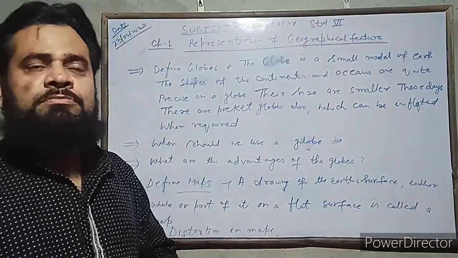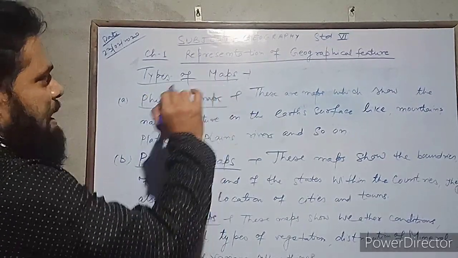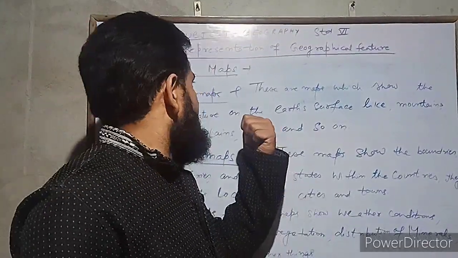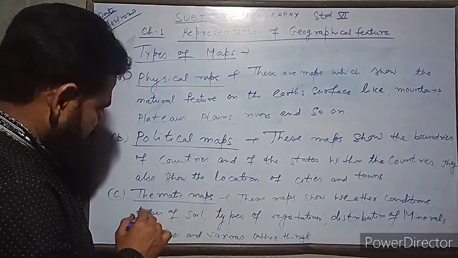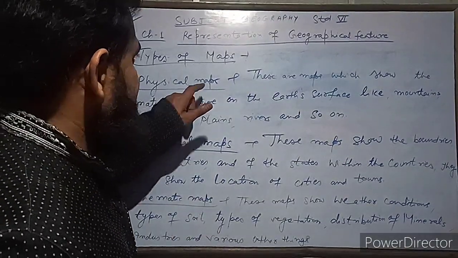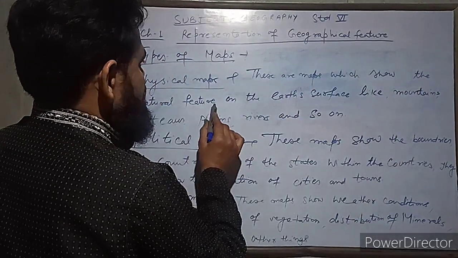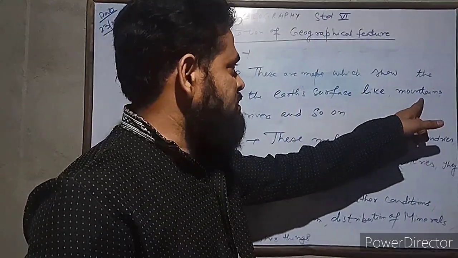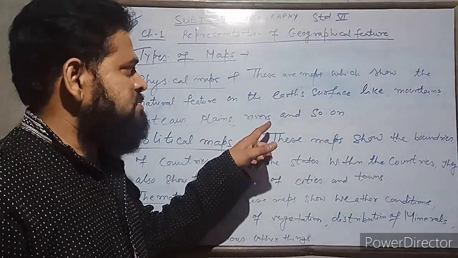So now I will discuss the topic: types of maps. There are three types of maps. One, physical maps. Second, political maps. Third, thematic maps. Now I will discuss physical maps. These are maps which show the natural features on the Earth's surface, like mountains, plateaus, plains, rivers, and so on.